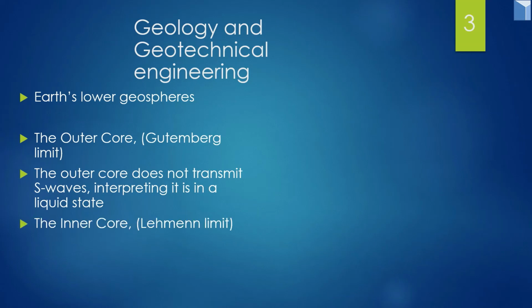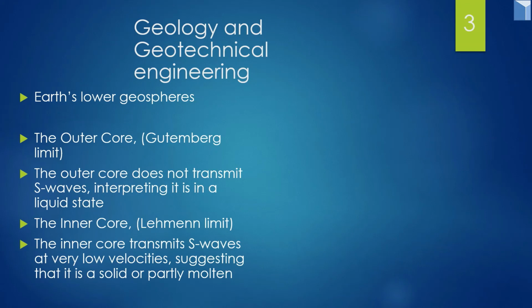The core of the Earth is also separated from the inner core by a transition zone. We call it the Lehmann transition zone, according to the person who first distinguished such a transition in the seismic waves. The inner core transmits the shear waves at very low velocity, suggesting that it is a solid or partially molten state.